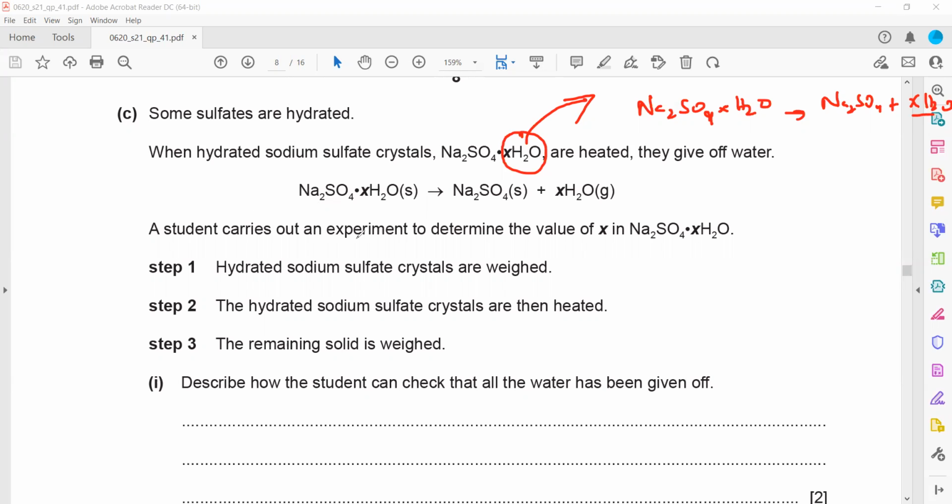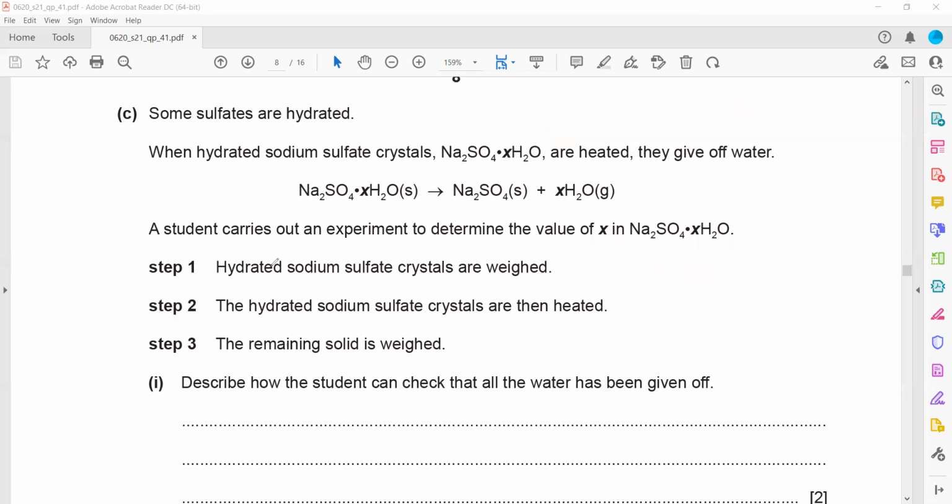A student carries out an experiment to determine the value of X. So the student wants to determine the value of X. Basically, how we can work it out: we'll find the moles of sodium sulfate and the moles of water, and then we'll take a ratio between the moles of sodium sulfate and water. Like if the ratio is 1:2, it means X is 2. If the ratio is 1:3, X is 3.